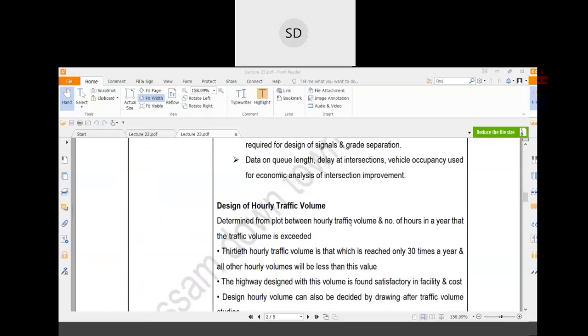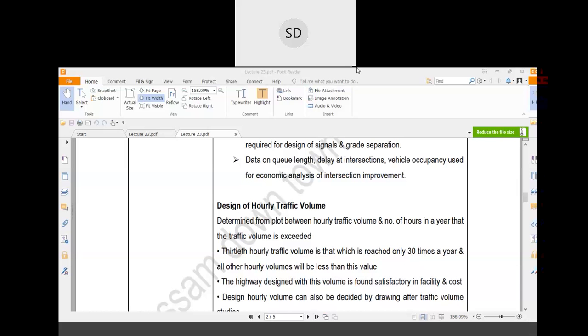Now another thing is design hourly traffic volume. Design hourly traffic volume means you have collected the ADT data, that is traffic volume data for 365 days, in some cases for each and every hour.